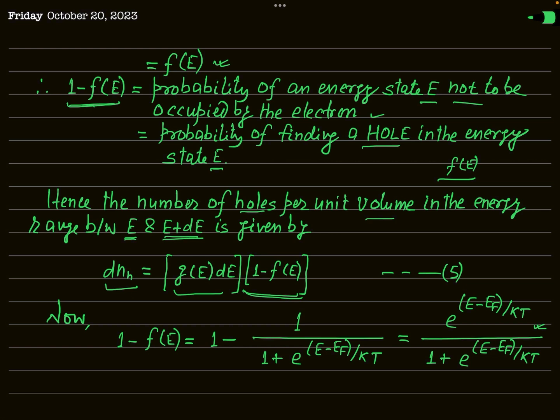Now, let us see what is this 1 minus f of E. You can easily find it because you know the expression for f of E. So this is 1 minus 1 over 1 plus e to the power (E minus E_F) by kT. And when you will take the LCM and simplify, the result will be this much. This is e to the power (E minus E_F) by kT over 1 plus e to the power (E minus E_F) by kT. Okay?